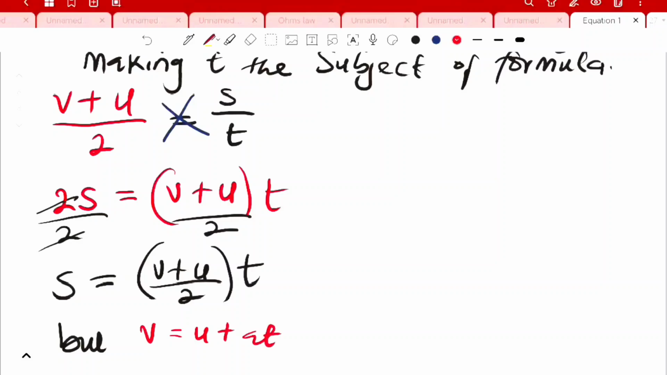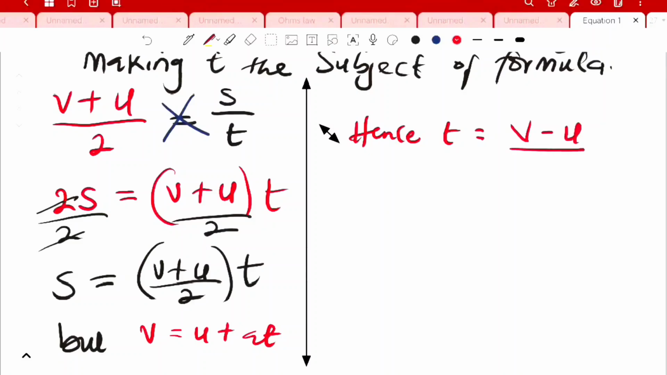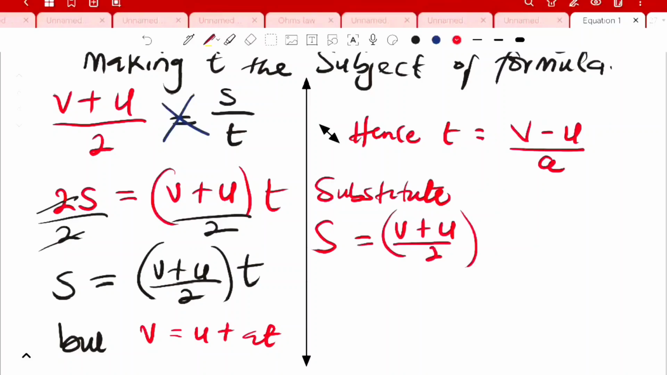Let's do it. v equals u plus at. And then if we are making t the subject of the formula, we'll say what? v minus u over a. All right, so we're going to substitute that into what we have before. So s equals (v plus u) over 2 into (v minus u) over a. Can you see that?